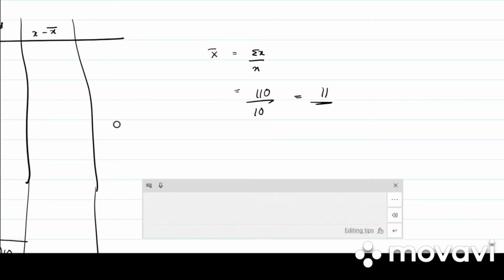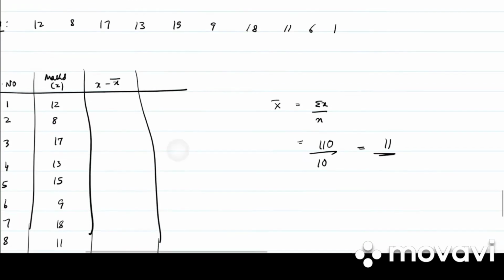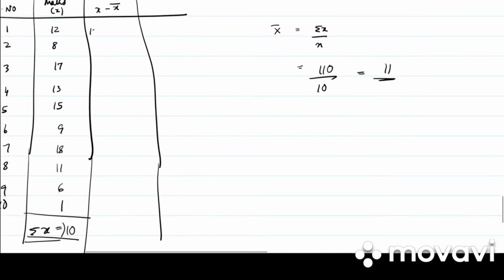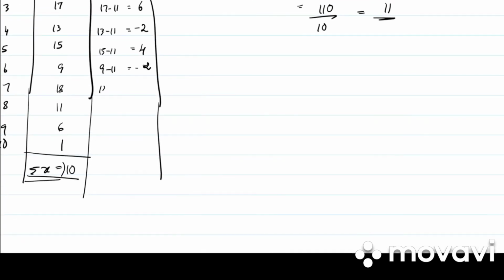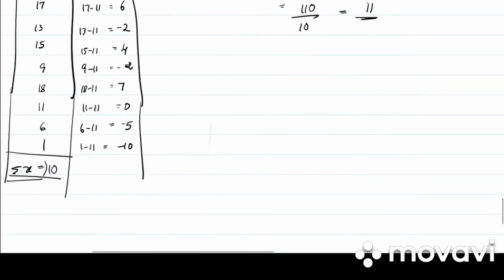So x minus x bar will be, x bar is 11. So it is 12 minus 11, 1. 8 minus 11, minus 3. 17 minus 11, 6. 13 minus 11, 2. 15 minus 11, 4. 9 minus 11, minus 2. 18 minus 11, 7. 11 minus 11, 0. 6 minus 11, minus 5. 1 minus 11, minus 10.